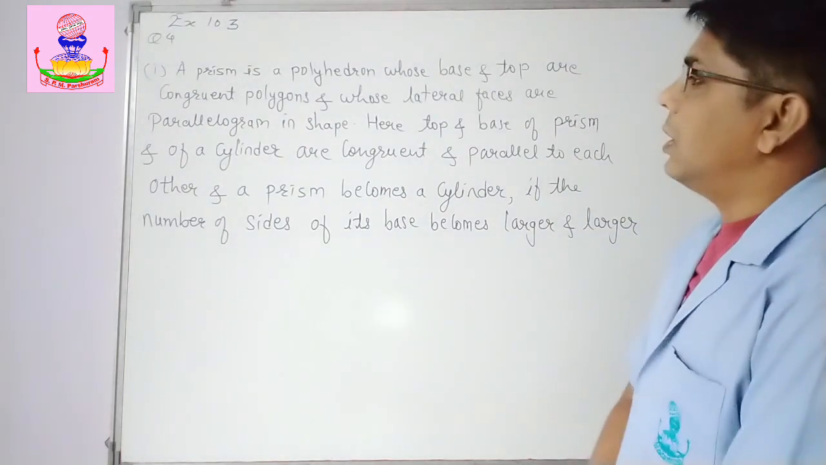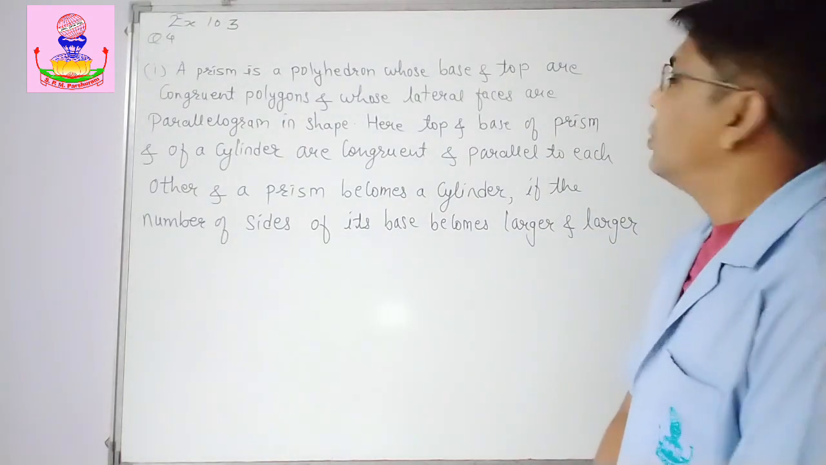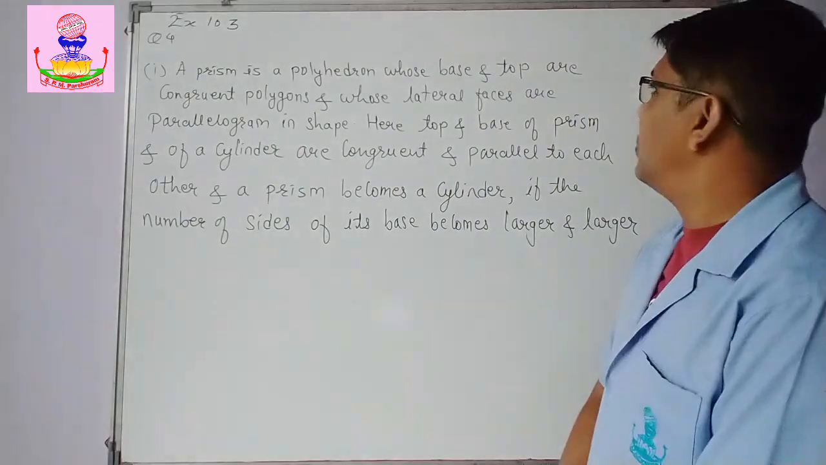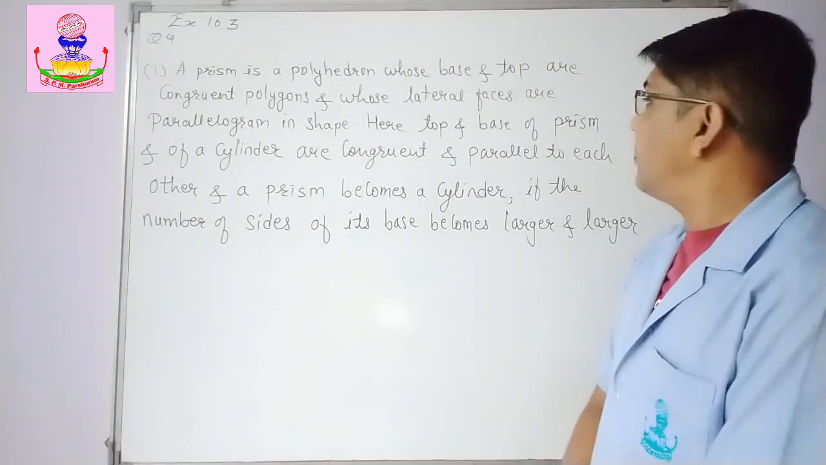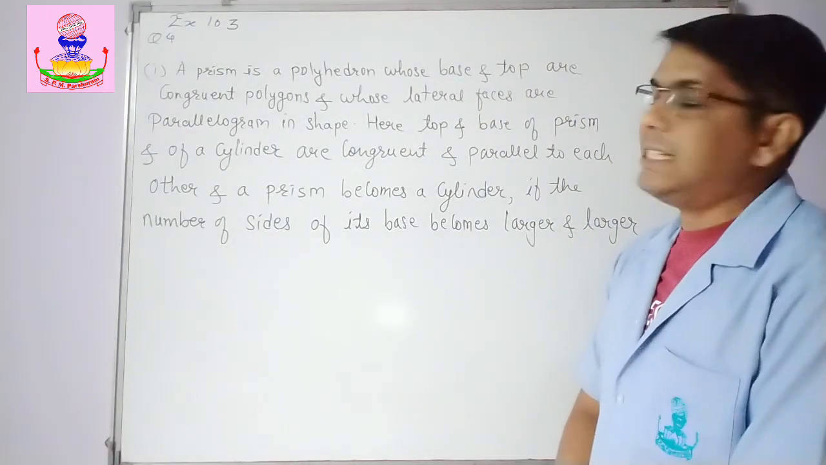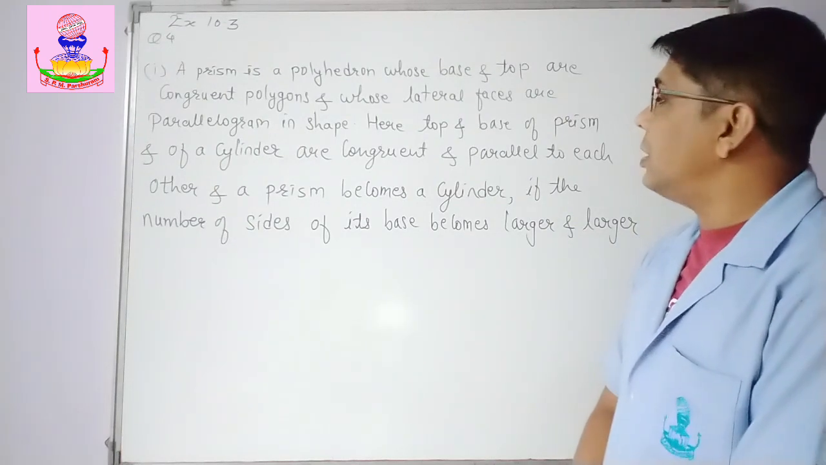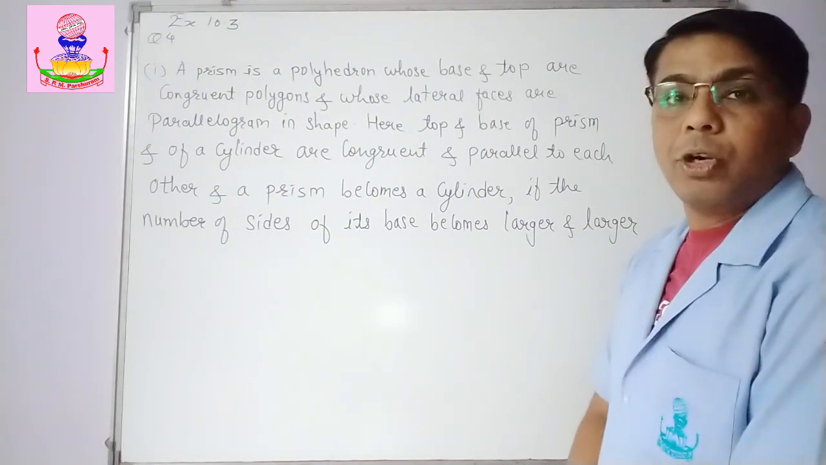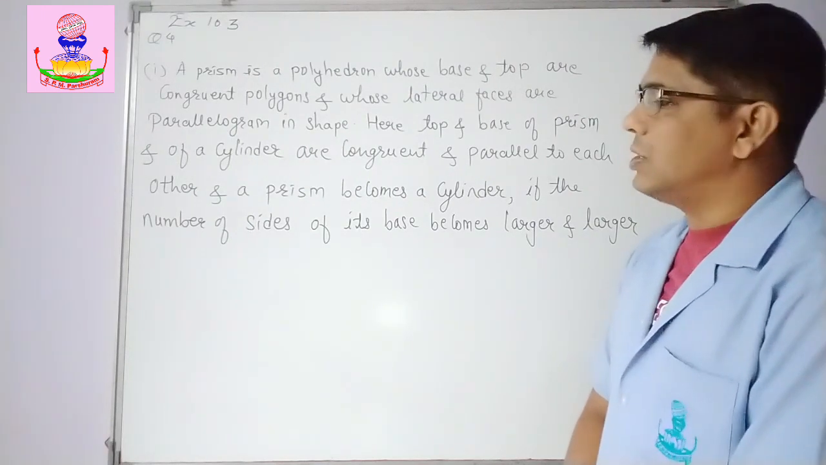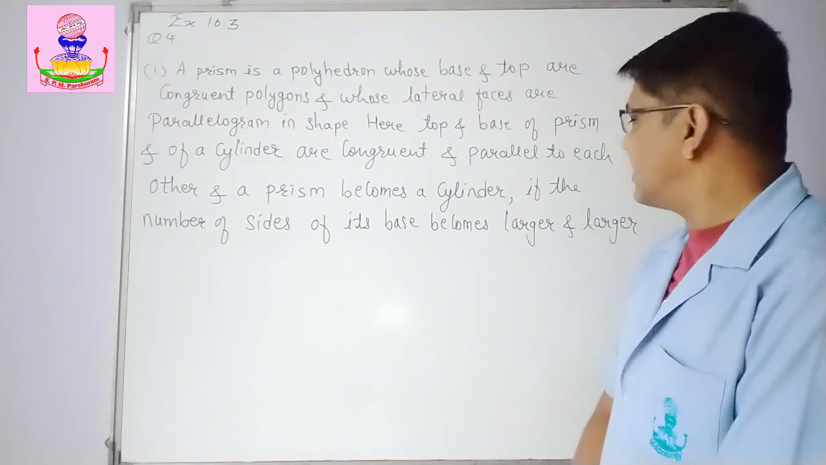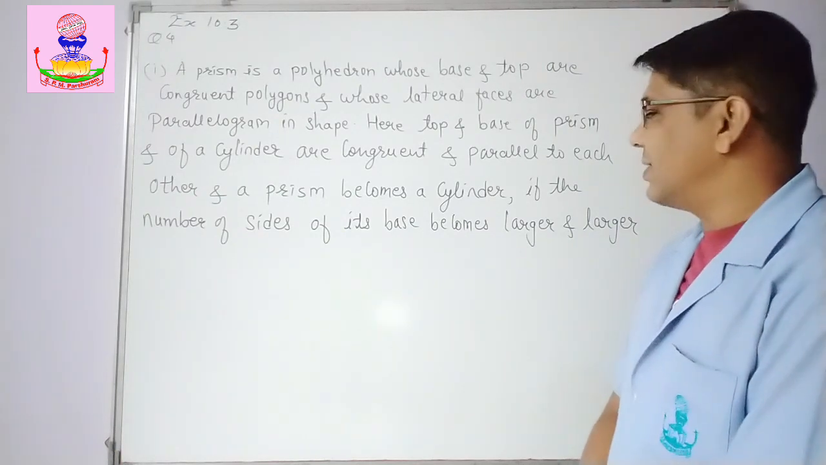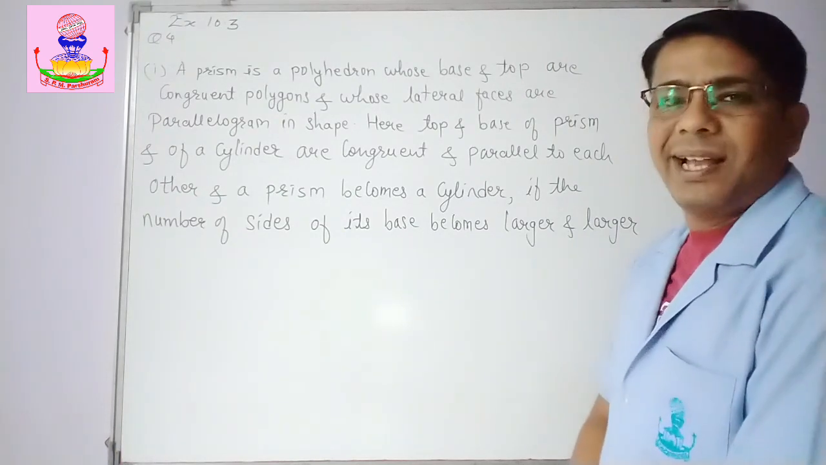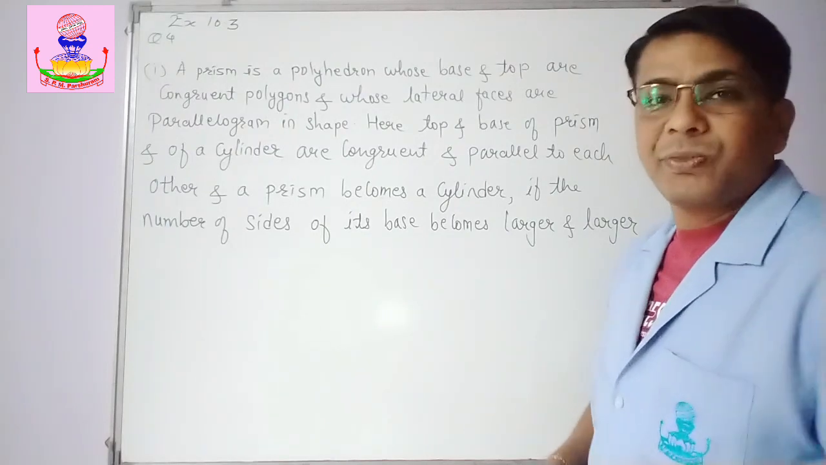So I have written the answer. A prism is a polyhedron whose base and top are congruent polygons and whose lateral faces are parallelogram in shape. Here the top and base of the prism and of the cylinder are congruent and parallel to each other, and a prism becomes a cylinder if the number of sides of its base becomes larger and larger.